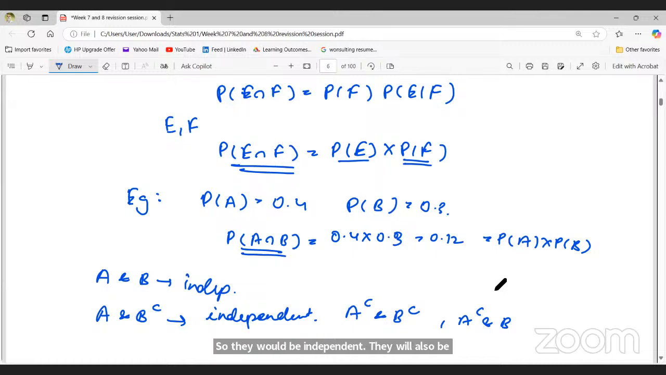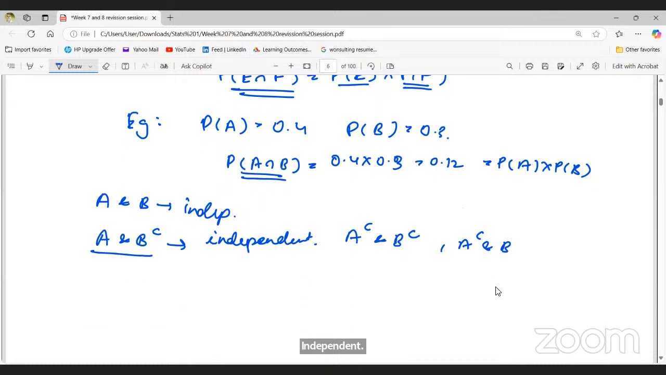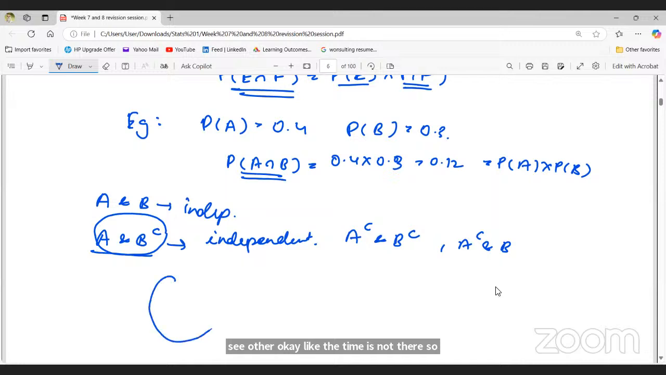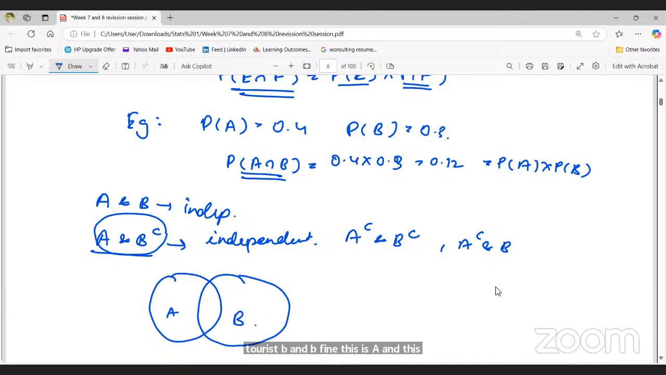Ma'am, how can A complement and B complement be independent? I will do one thing and you can see the rest, since the time is not there. So you want the proof of this? Okay, let's see. There are two events A and B, and they are independent.